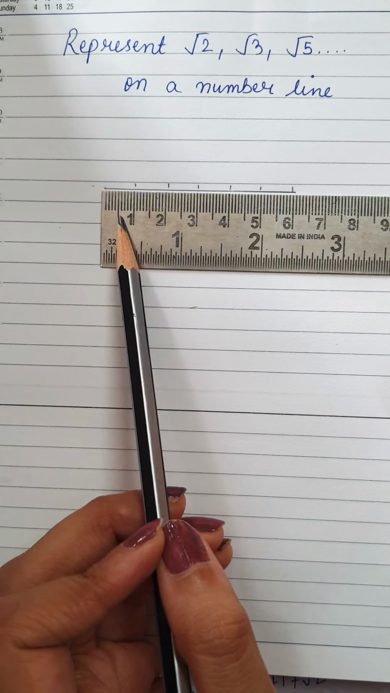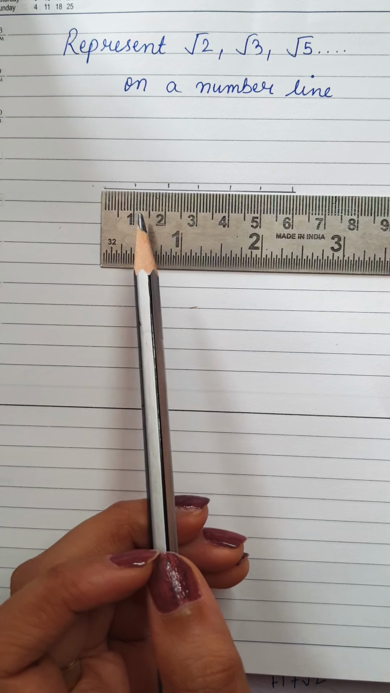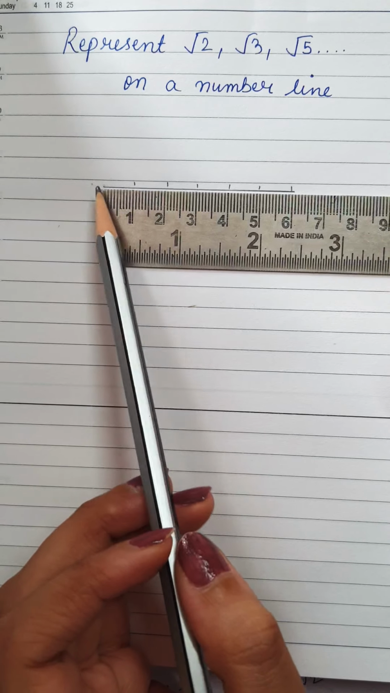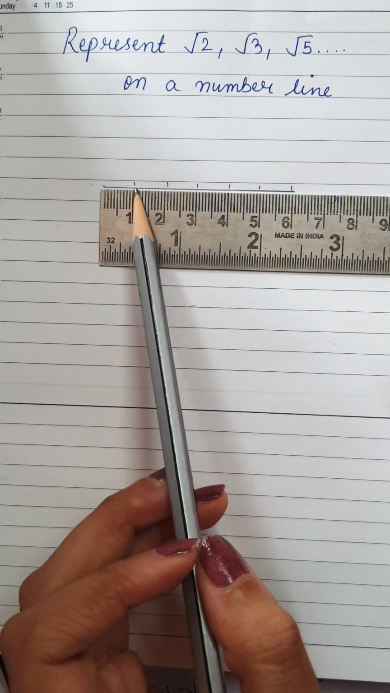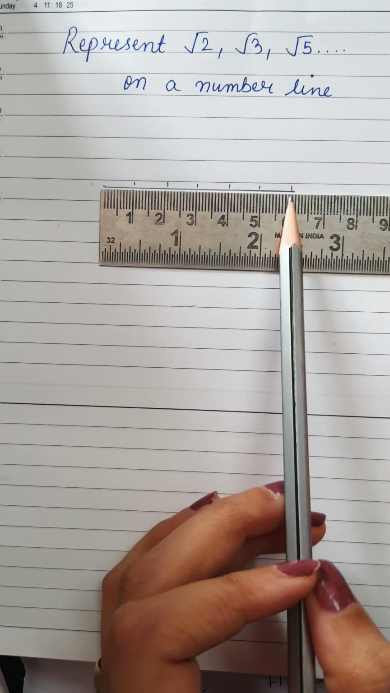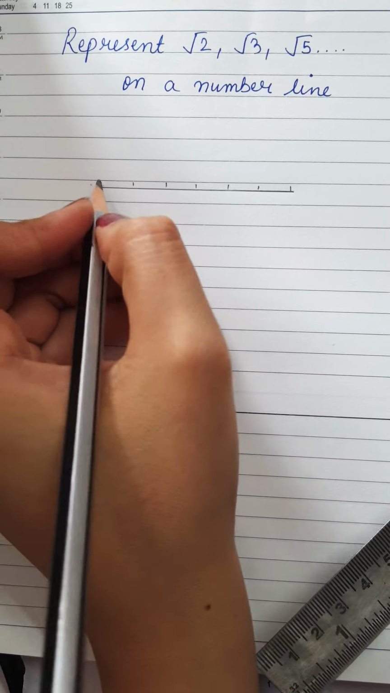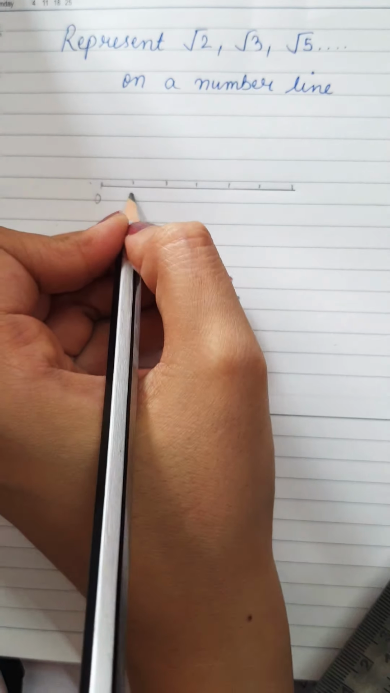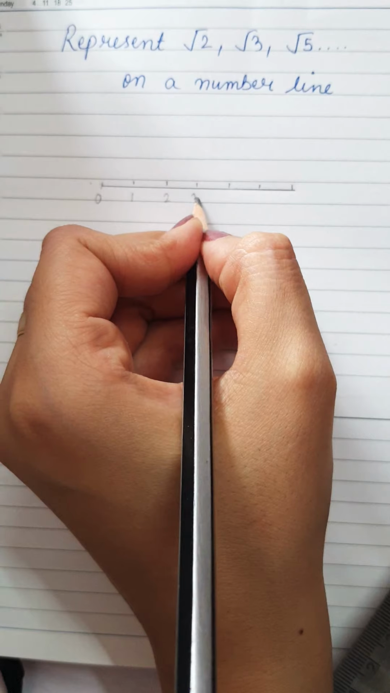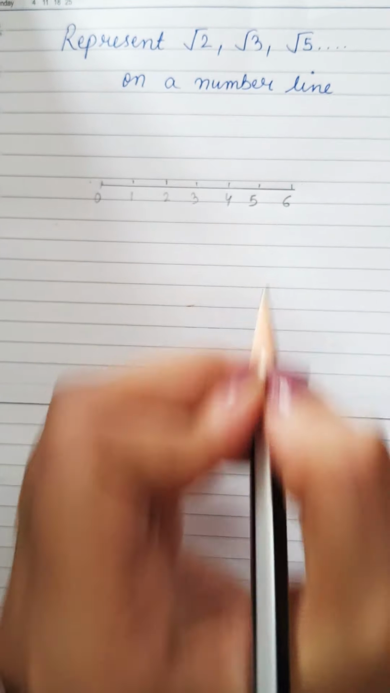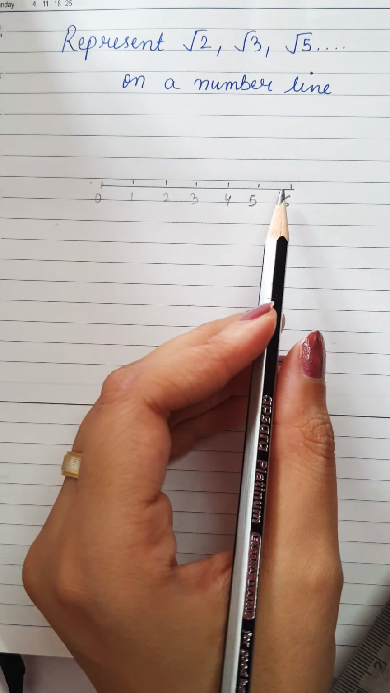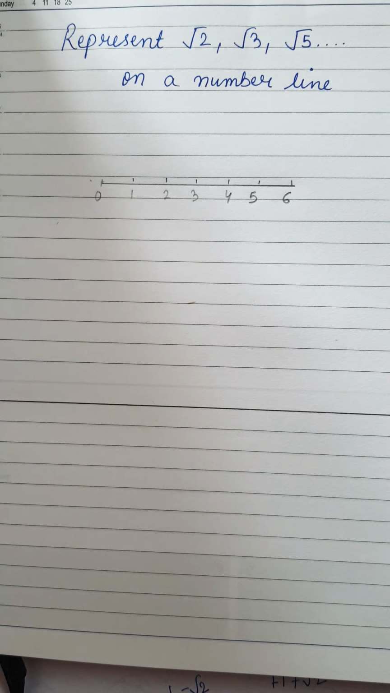You can take gaps of centimeters or you can take inches, it is up to you, but make sure the gaps are clear and equal. So I have made the marks over here. Now I will number them from 0, 1, 2, 3, 4, 5, 6. All are having a gap of 1 centimeter each.